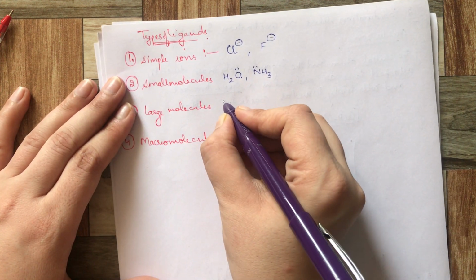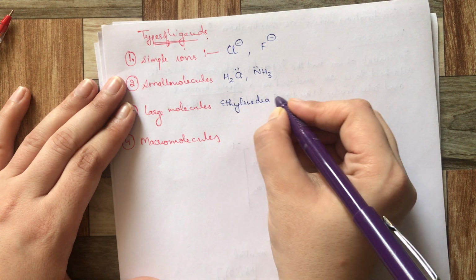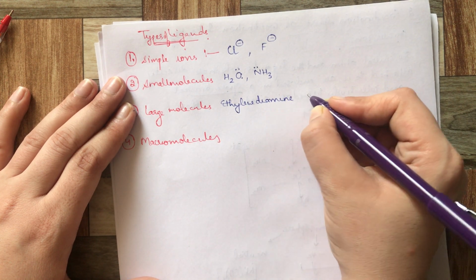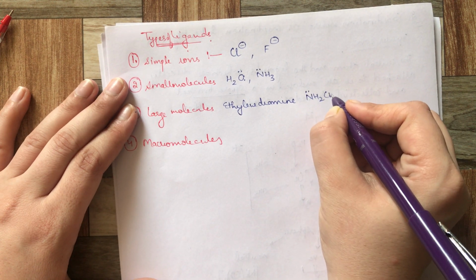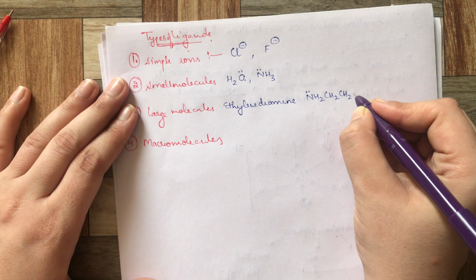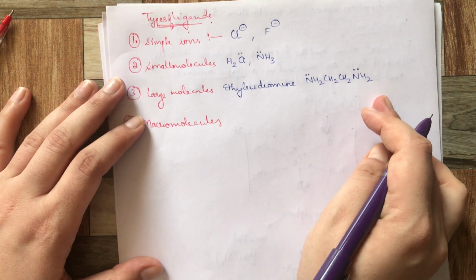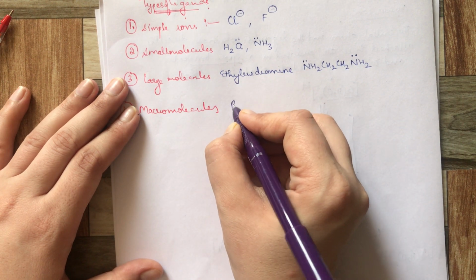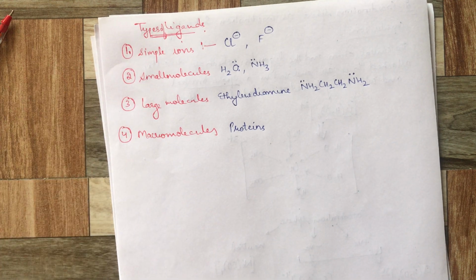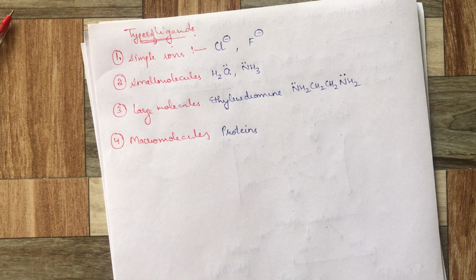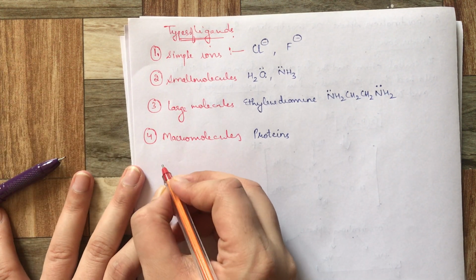Large molecules in which we have ethylene diamine. So we'll discuss how it is. So NH2 lone pair, CH2 and NH2. So this is the large molecule. And if I talk about macromolecules, they may be proteins. So these are the different types of the ligands. Now we will talk about the types of ligands based upon their donor atoms.